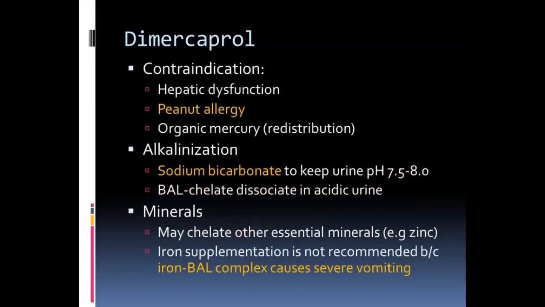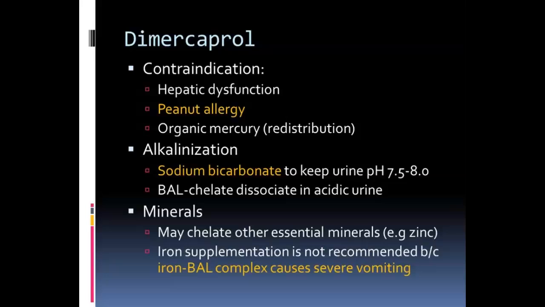There's a couple of contraindications. Someone who has hepatic dysfunction because it's metabolized by the liver, of course. Someone with peanut allergy, that's pretty straightforward. There is some evidence that giving bicarbonate infusion to increase urinary pH may ion trap the BAL chelate, and it is reasonable to give bicarbonate to people who are getting BAL.